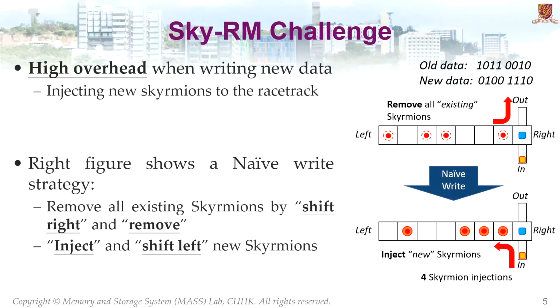So naively writing the data to the racetrack could trigger high overhead. The right figure shows an example that uses a naive way to write a new data word. It contains two steps. The first one is that it needs to remove all the existing Skyrmions from the racetrack, and then it will inject the new Skyrmions and shift them to form the new data word. So we can see that in this example, the number of injections is equal to the number of 1s in the new data word, which is 4.